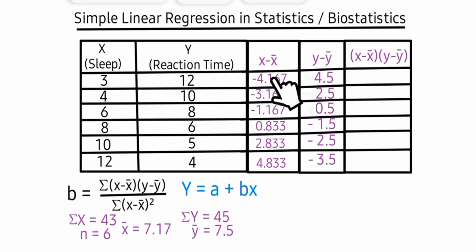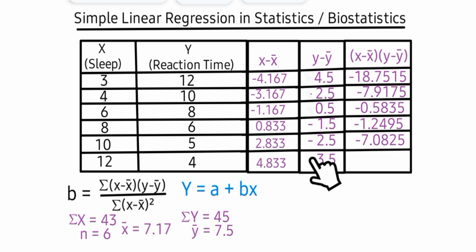For the first row, x minus x mean, we have minus 4.167 multiplied by y minus y mean, that is 4.5, minus 3.167 multiplied by this value, and so on for each row, giving minus 16.9155.